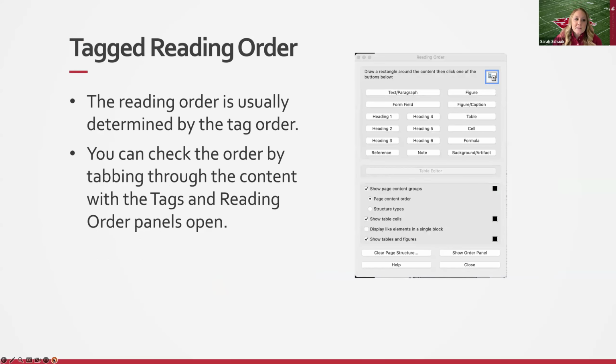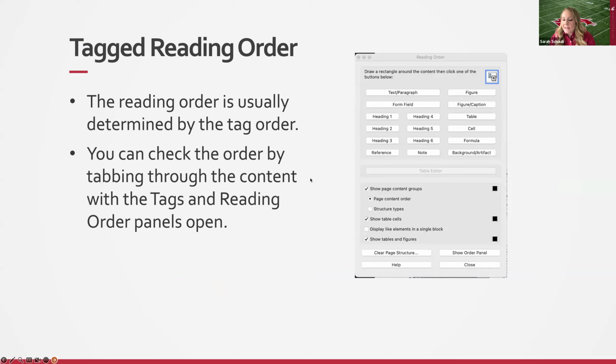So tagged reading order. The reading order is usually determined by the tag order of your PDF. You can check the order by tabbing through the content with the tags and reading order panels open. I will give a demonstration after this PowerPoint on what I'm talking about there.